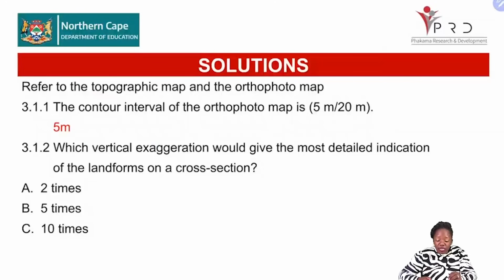Which vertical exaggeration will give the most detailed indication of the landscape on a cross section? From the options given, 2 times, 5 times, 10 times are not the most detailed. Remember, with vertical exaggeration we want to know how many times the area has been exaggerated. If the area has been exaggerated more times, it will be more detailed in its indication of the landform. So 20 times will have the most detailed indication.